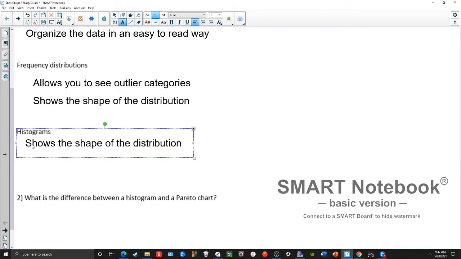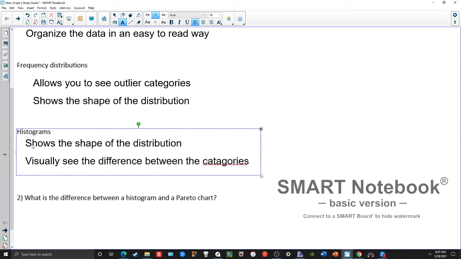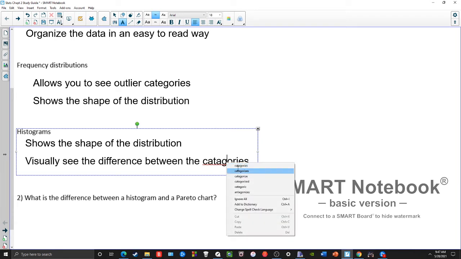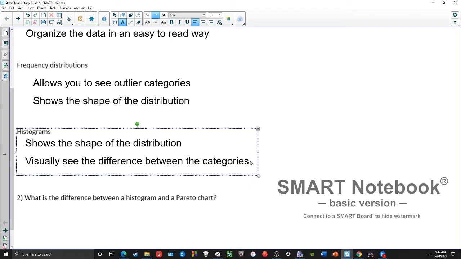Because histograms and frequency distributions are kind of going hand in hand. They're related. But the main thing about histograms, it allows you to visually see the difference between the categories, right? Those bars really do let you see how much more one category is than another, rather than just looking at the number. So 20 and 10, okay, you can see that 20 is 10 more than 10, but if you see it on a bar, then that gives the point a little bit more weight, and it's easier to comprehend in that case.